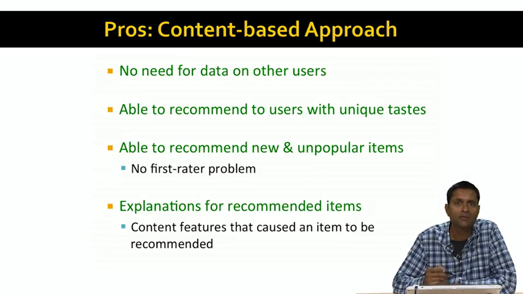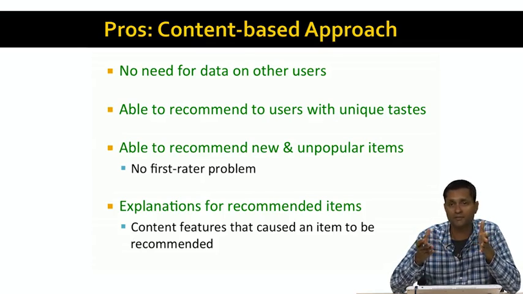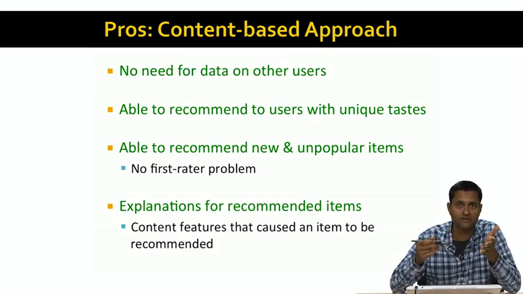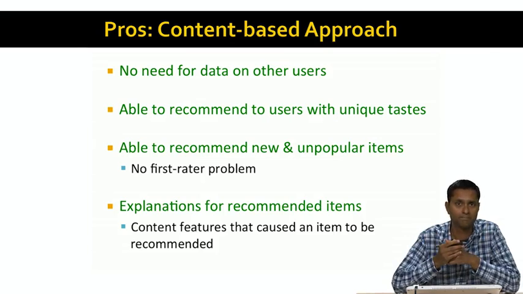And finally, whenever the content-based approach makes a recommendation, you can provide an explanation to the user for why a certain item was recommended. In particular, you can just list the content features that caused the item to be recommended. For example, if you recommend a news article to a user using a content-based approach, you might be able to say, look, in the past, you've spent a lot of time reading articles that mention Syria, and that's why I'm recommending this article on Syria to you.